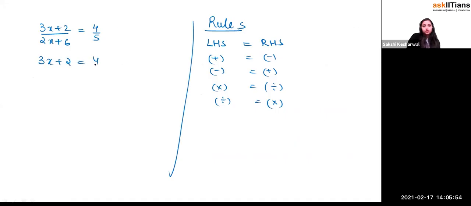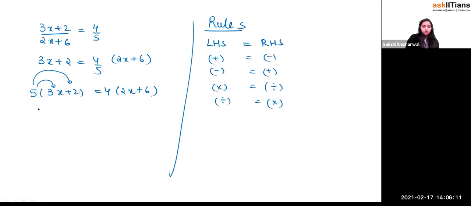So 3x plus 2 is equal to 4 by 5 into 2x plus 6, right? Now, this 5 is again in the division, so it will go into the multiplication over here. So 5 into 3x plus 2 is equal to 4 into 2x plus 6, right? Now you have to do the distributive property. 5 into 3x is 15x, and plus 5 into 2 is plus 10. Now this is equal to, again using the distributive property, 4 into 2x will be 8x. And 4 into 6 will be equal to 24.